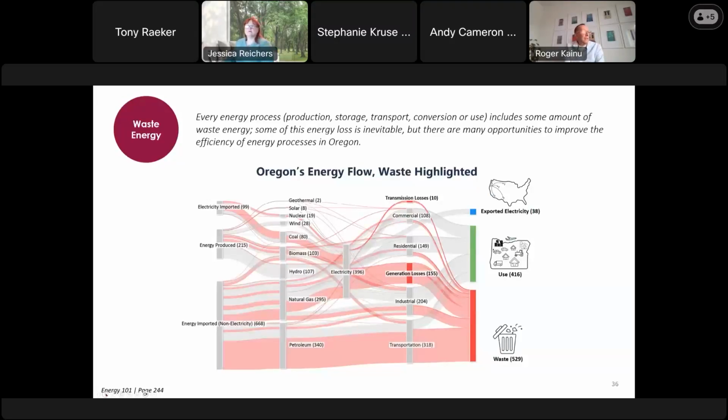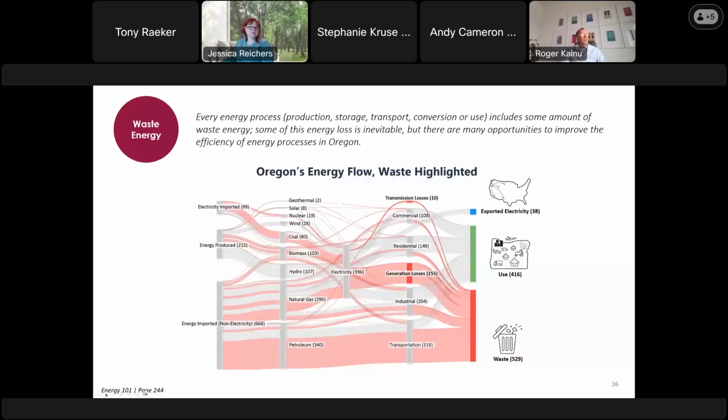You might remember seeing this chart at the beginning of the presentation, showing Oregon's energy flow. Here we show the diagram again, this time with that waste category featured in a red shade. The remaining categories are grayed out. While the word waste implies some level of neglect or inattention in allowing energy to escape, energy loss is a normal outcome of storing, moving, converting, or using energy.